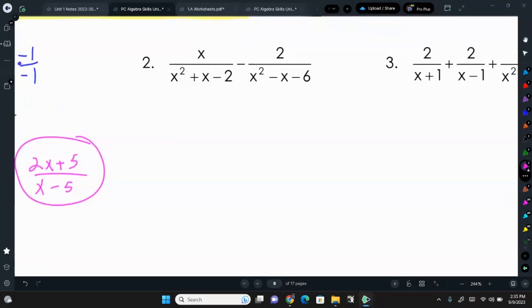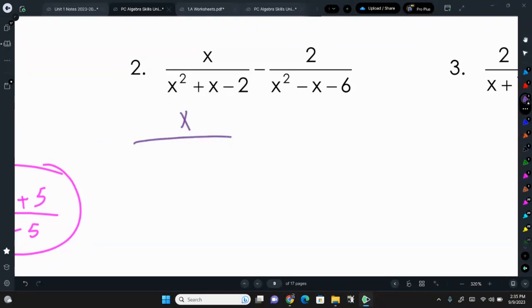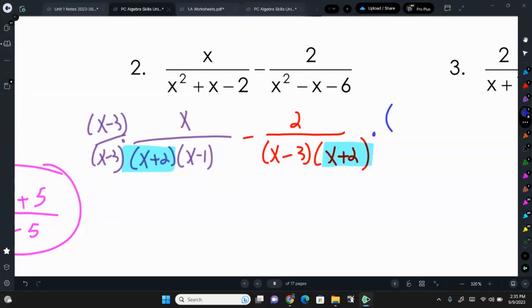All right, number 2. Right now it doesn't look very nice, so we're going to factor both denominators. So the first denominator becomes x plus 2 times x minus 1 minus 2 over, this becomes x minus 3 times x plus 2. So if we look at both of these denominators, they have an x plus 2 already. But for them to be exactly the same, we're going to have to multiply this first fraction by x minus 3 over x minus 3. And then we're going to multiply the second fraction by x minus 1 over x minus 1.